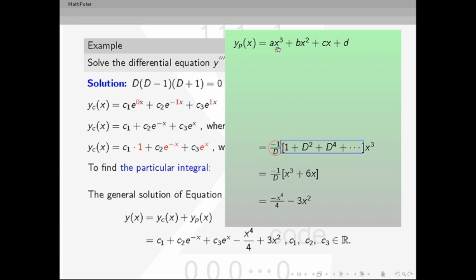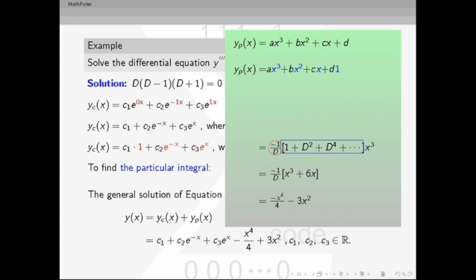Suppose yp(x) is ax cube plus bx square plus cx plus d. Now I am writing yp(x) as this. See, x cube I am representing with blue color, then x square, x, and d is nothing but d into 1.